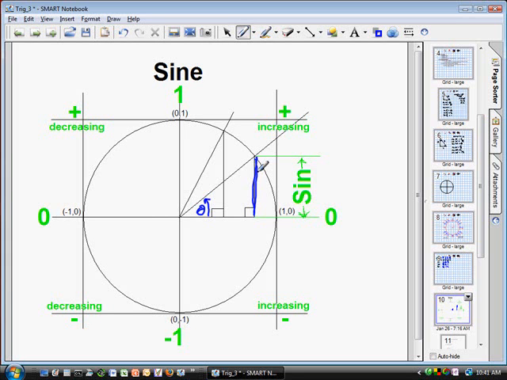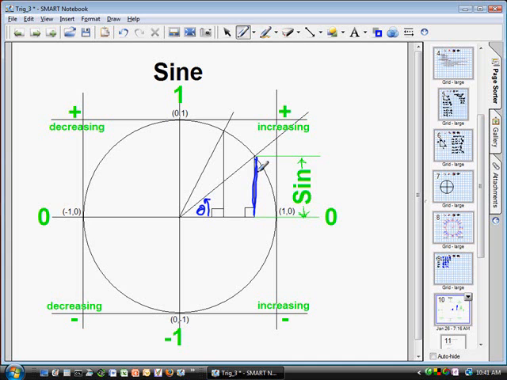All the way to the top, which is 1. What does that tell you? It tells you the sine of 90 degrees is 1. Now what happens when I keep going? That blue leg will now be over here in the second quadrant, but it's still above, so it's positive. It's going to start getting smaller, right? And when I get to 180, 0 again.